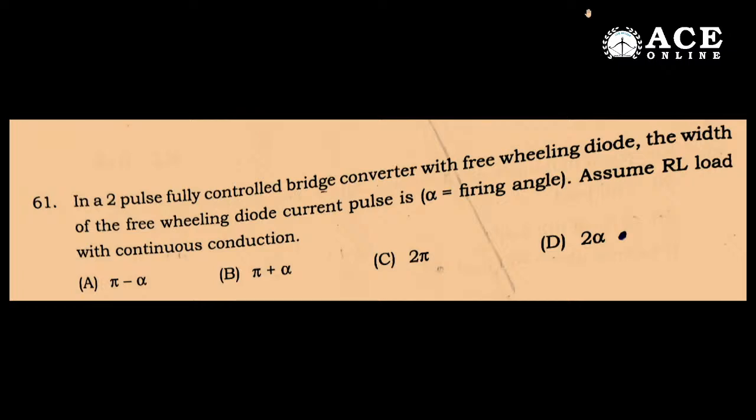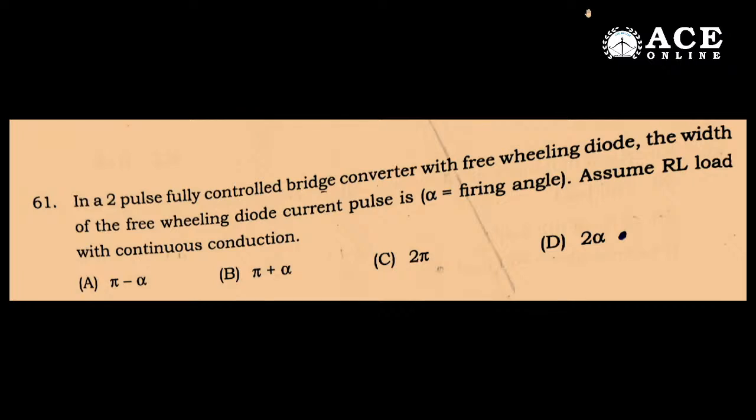Comparatively simple question. In a 2-pulse fully controlled bridge converter with a freewheeling diode, so we are having a 2-pulse fully controlled, meaning it is like a single phase full wave controlled rectifier with a freewheeling diode. The width of the freewheeling diode current pulse is alpha. They have given the firing angle. Assume RL load with continuous conduction, and they have given the options pi minus alpha, pi plus alpha, 2 pi and 2 alpha. So here the current is continuous.